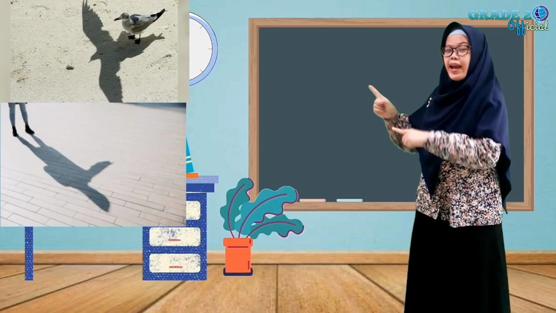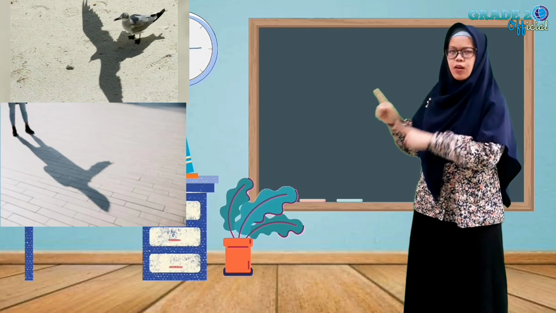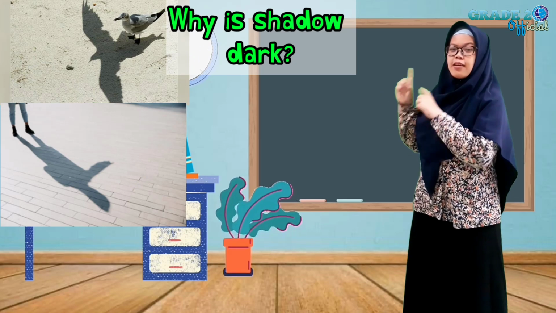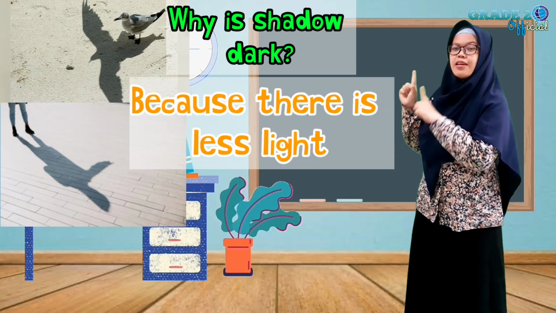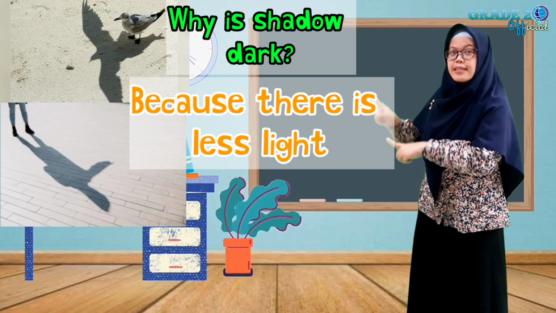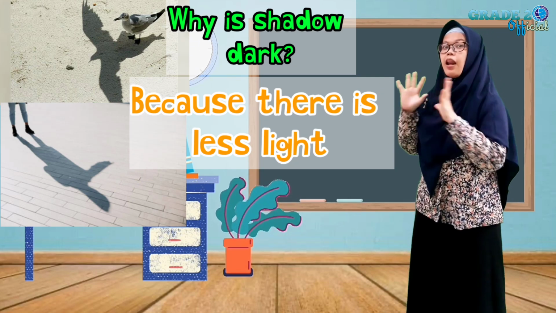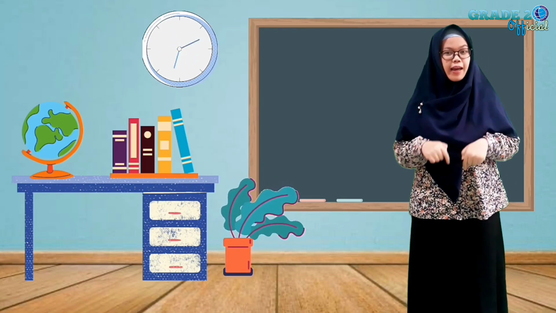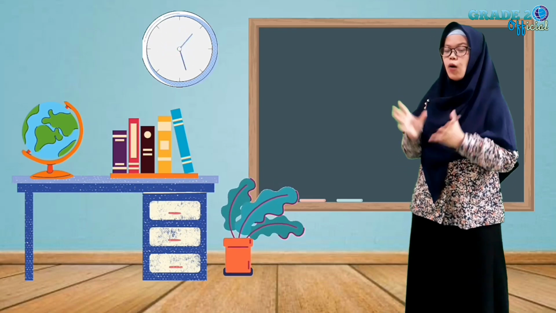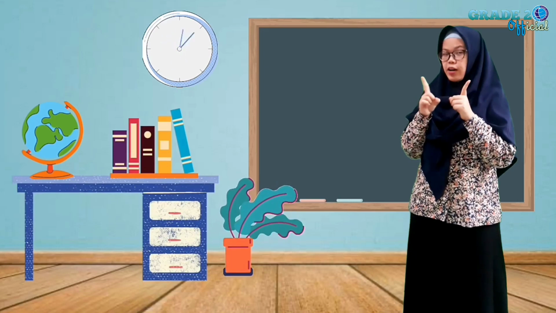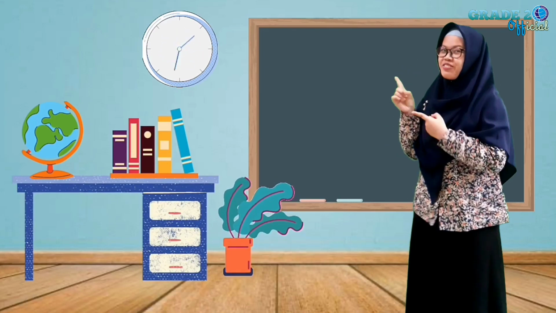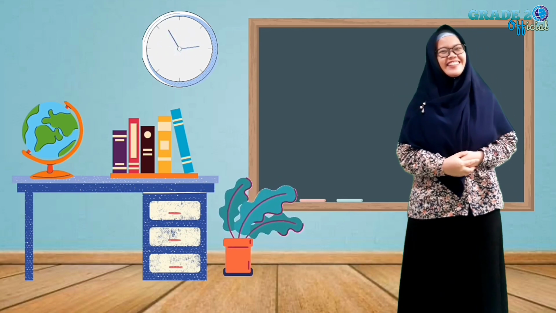Next, look at the pictures. Why is the shadow dark? It's because there is less light. Less light. Okay, now let's learn more about shadow. First, please watch the video carefully.